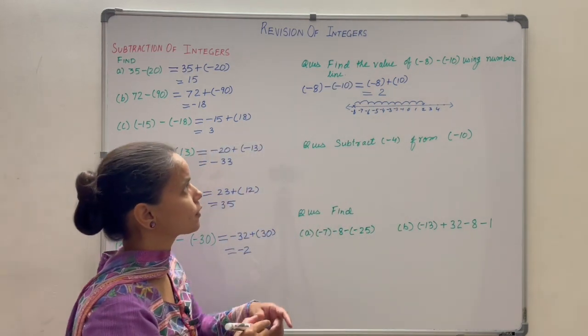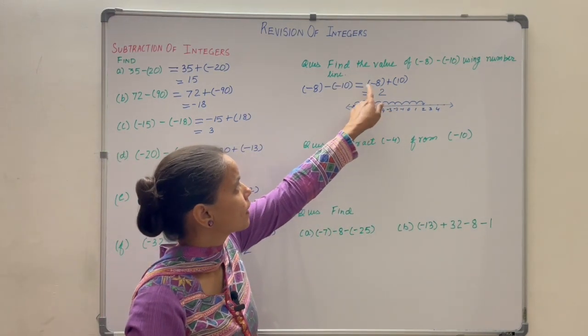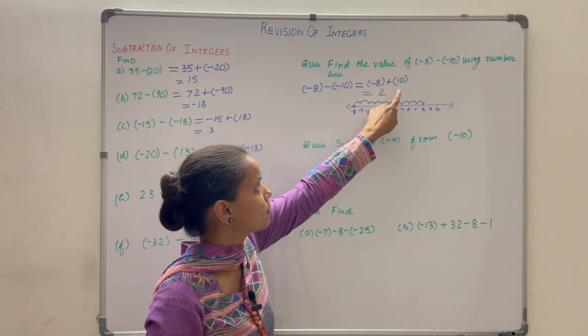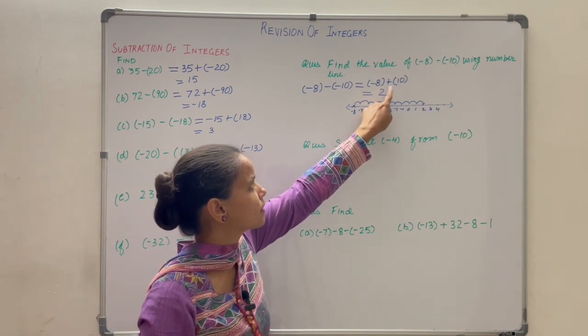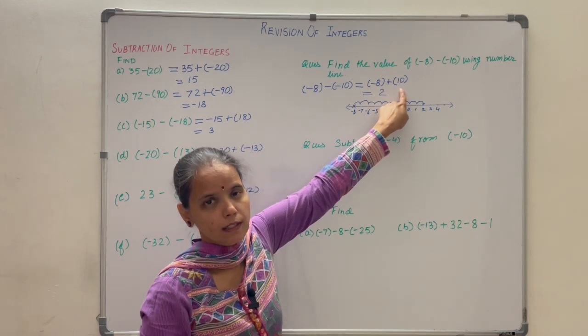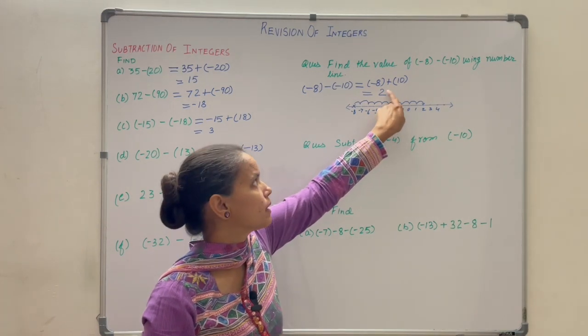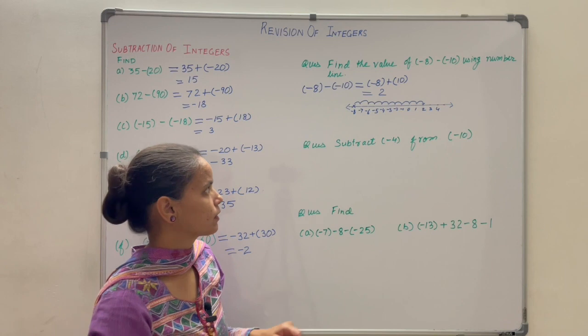You can check also. You can see 8 minus and 10 plus, so you need to find out the difference. 10 minus 8 is 2 and the sign of the greater number. Greater number is 10, that is plus. So the result is positive.